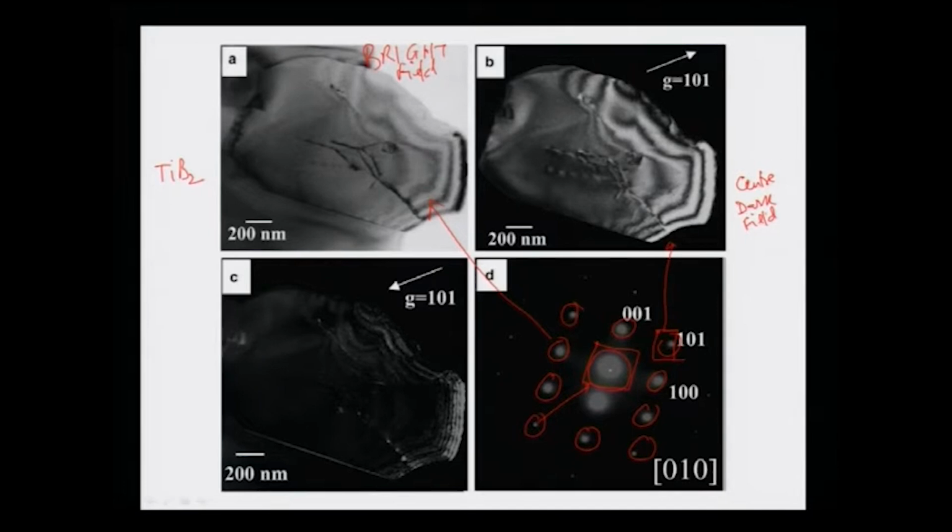If, instead of bringing this weaker reflection to the center, we bring this one, the strong reflection 101, to the center, we can form an image known as the weak beam dark field image.